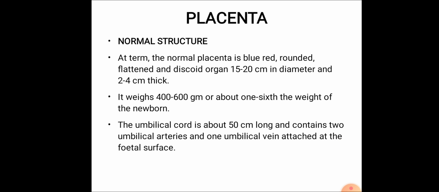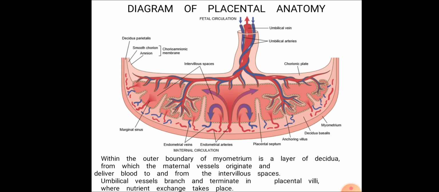Placenta. At term, the normal placenta is a blue-red, rounded, flattened, discoid organ, 15 to 20 cm in diameter and 2 to 4 cm thick. It weighs 400 to 600 grams, or about 1/6 the weight of the newborn. The umbilical cord is about 50 cm long and contains 2 umbilical arteries and 1 umbilical vein attached at the fetal surface. This is a diagram of placental anatomy.